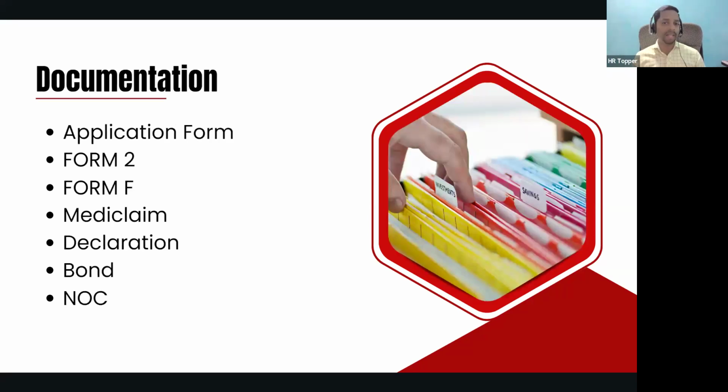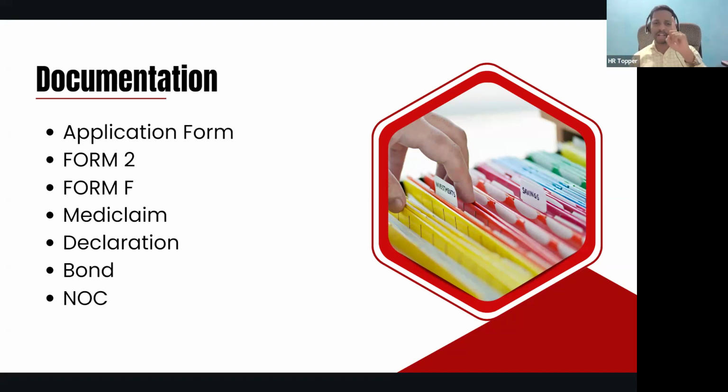Then documentation. In documentation, definitely the employment form and application form. Now there is Form 2 and Form F. Form 2 is for the nomination of PF. Form F is the nomination of the gratuity. In the entire HR documentation, only these two forms are very important because they are useful when someone dies. Yes, if someone's death happens, then only these forms come into play.